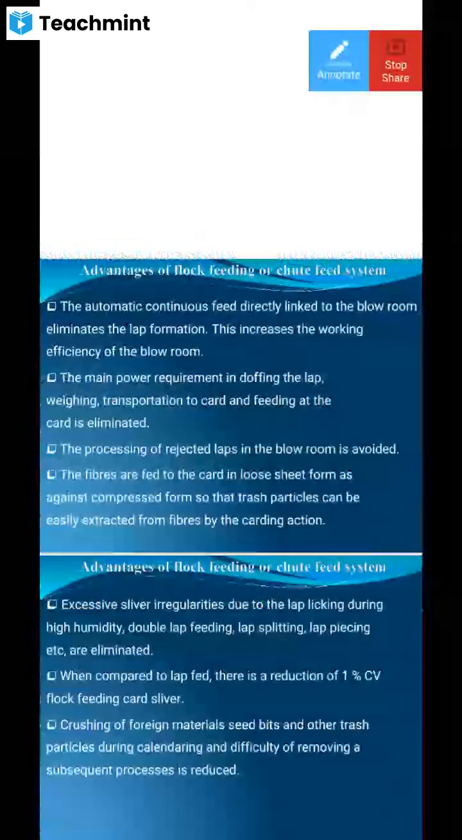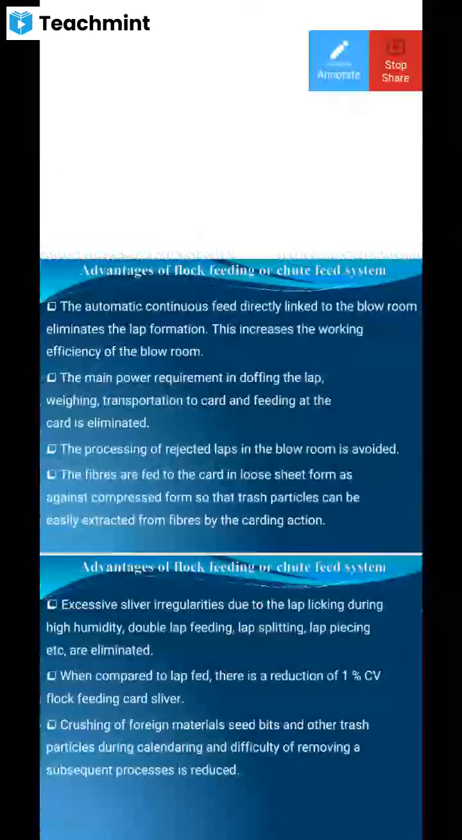The automatic continuous feed directly linked to the blow room eliminates the lap formation. In the lap feeding system in blow room, at frequent intervals, every 5 or 6 minutes, the lap doffing comes again and again, so it will affect the efficiency of the blow room. And then the number of laborers is also increasing. Suppose we attach the tube feeding system in the card, the 3 to 4 people per shift we avoid. Lap transporters are also avoided, so it reduces the labor cost.